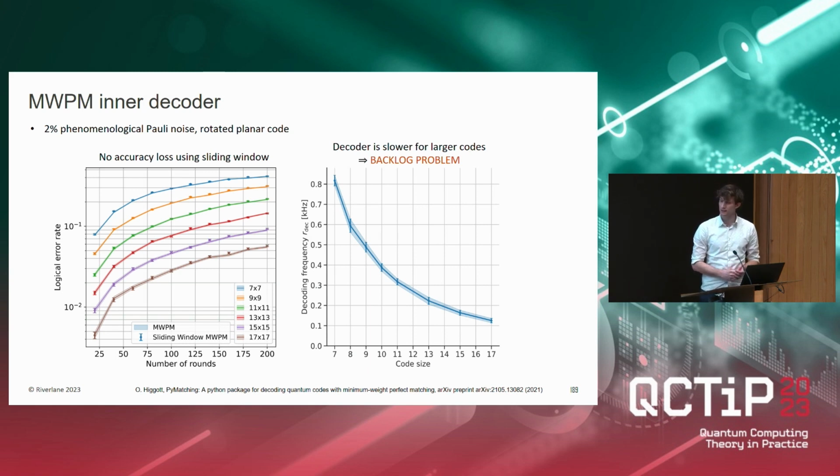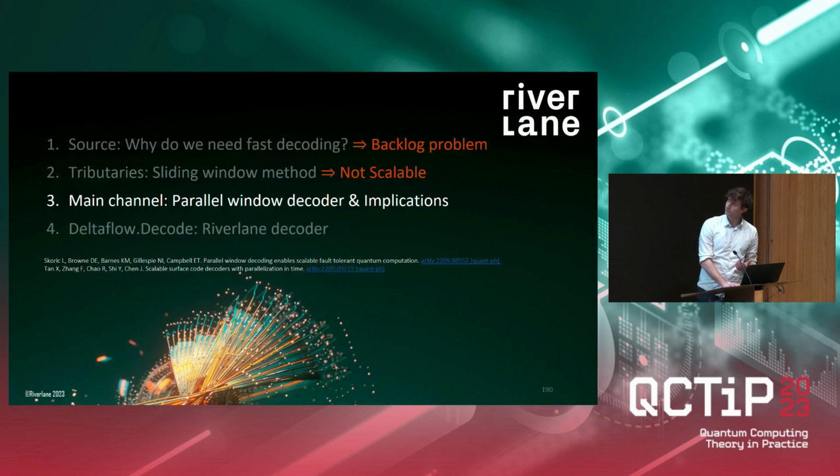What we also see is that as the code size is increased, each window gets bigger, and the problem within each window is harder, so the decoding speed reduces as we increase the code size. This means that eventually we're going to inevitably hit the backlog problem for big enough codes. So the sliding window method does not allow us to go beyond a certain code size, as long as we have decoders that are slower for bigger codes.